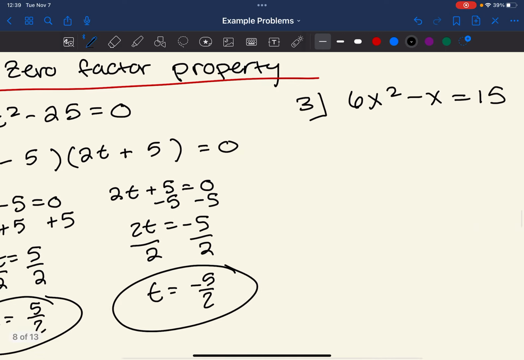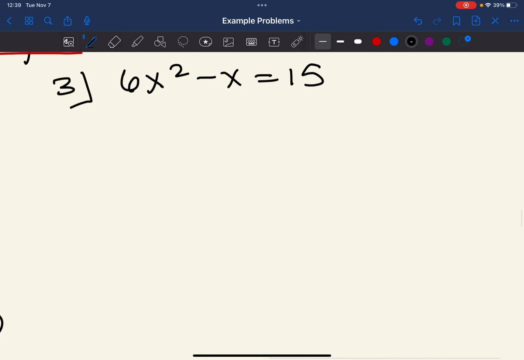Okay, let's look at the next example. On this example, we have 6x squared minus x equals 15. With the zero-factor property, we know that our equation has to be equal to 0. So I'm going to subtract 15 from both sides, and I get 6x squared minus x minus 15 is equal to 0.